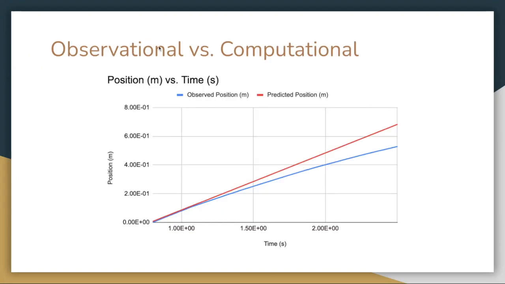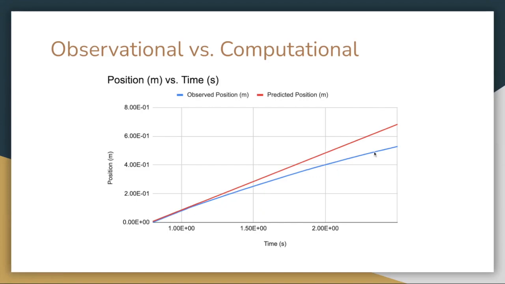Bringing our observational data from Tracker and computational data from the code, I generated a position versus time graph for both of these. This red line here is the predicted motion we see from our code that I just showed on the previous slide, and this blue line shows what we found in our Tracker video.